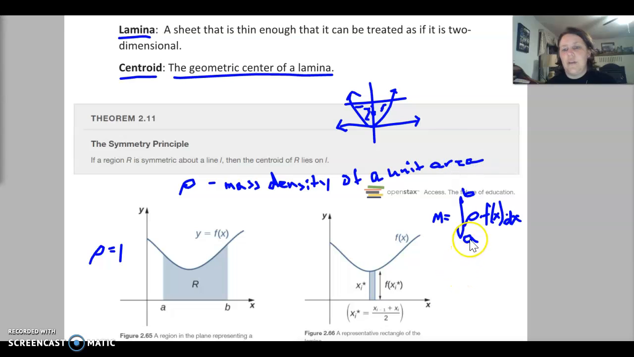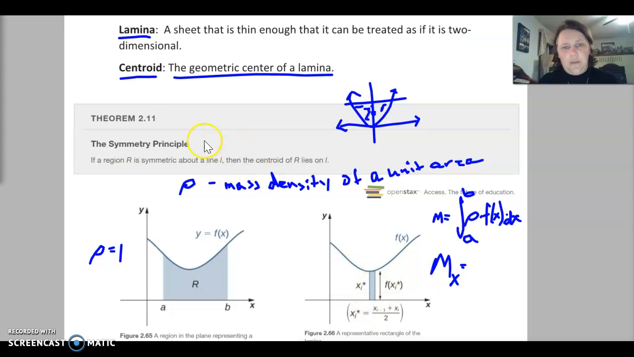Right? So we've got rho, and then we need to know what the total area is, which is going to be the height times the width. And that's how we'll find our total mass. Then, to find our moment, remember our moment is the total mass times the position. So if we want to find the moment of x, m sub x in this case, this is the moment in terms of the x-axis.